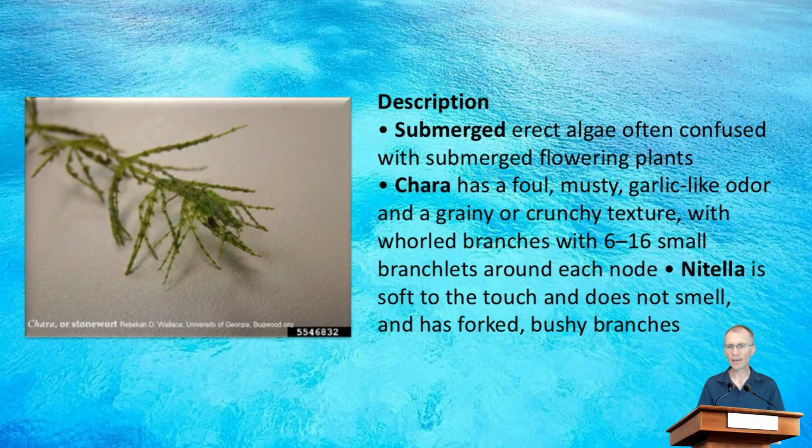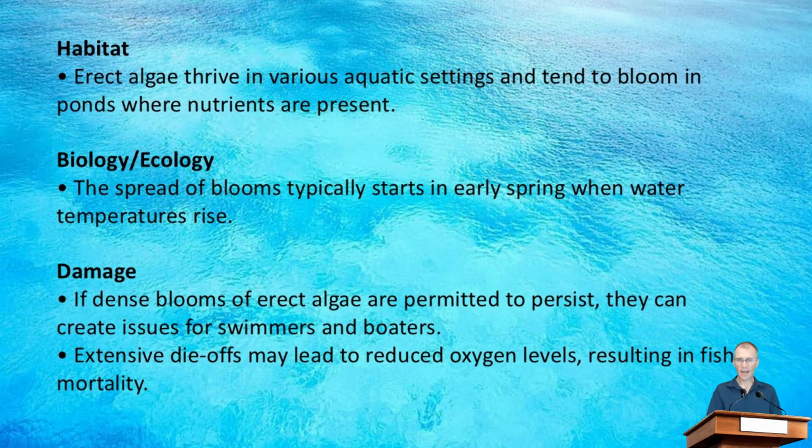Chara has a foul, musty, garlic-like odor and a grainy or crunchy texture, with whorled leaves with 6 to 16 small branchlets around each node. Nitella is soft to the touch and does not smell, and has forked, bushy branches. Habitat: erect algae thrive in various aquatic settings and tend to bloom in ponds where nutrients are present.